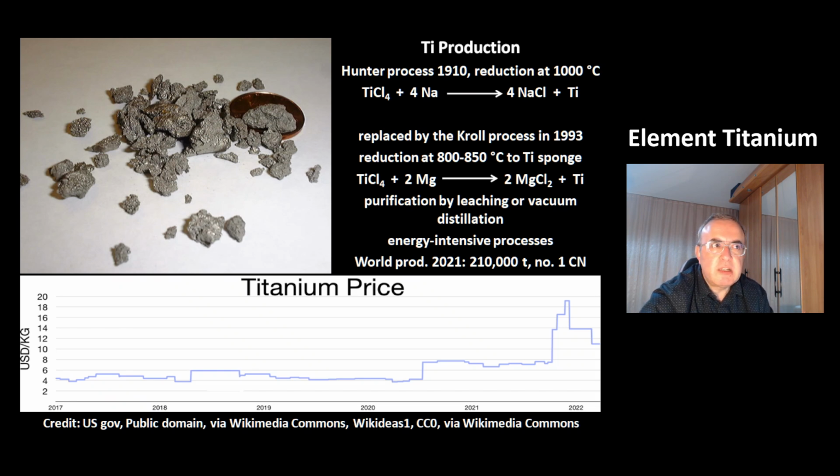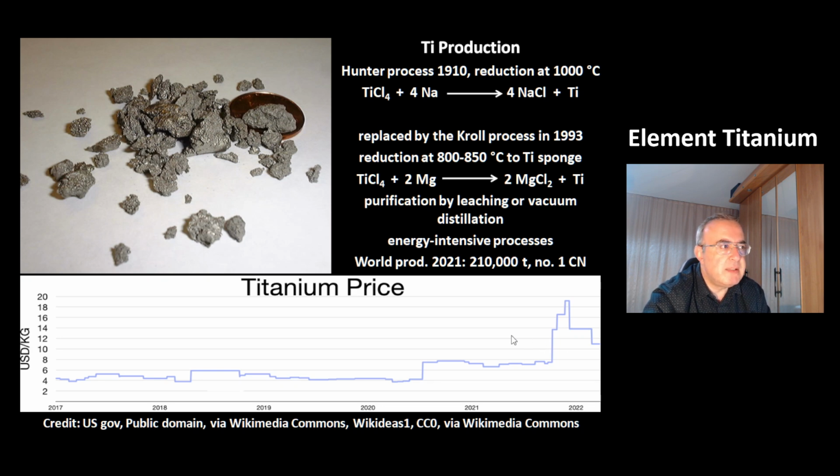That's by titanium tetrachloride plus 2 magnesium. You get 2 magnesium chloride plus titanium. And you can purify it by leaching or vacuum distillation. However, this is a very energy intensive process, and that's why titanium is quite expensive.